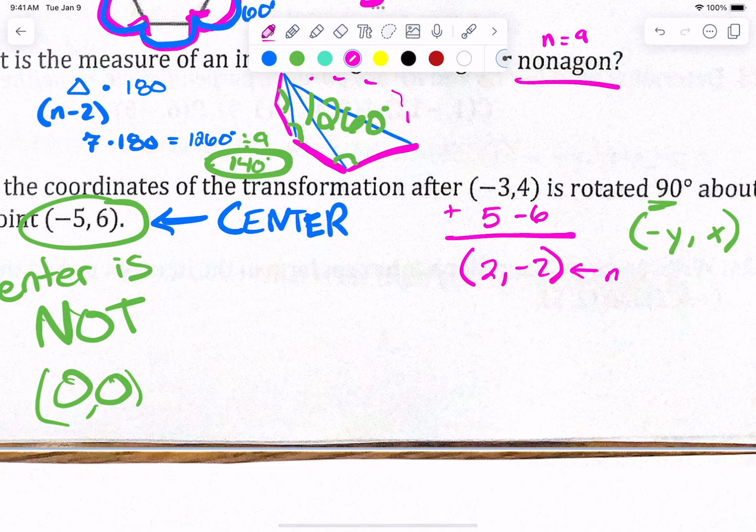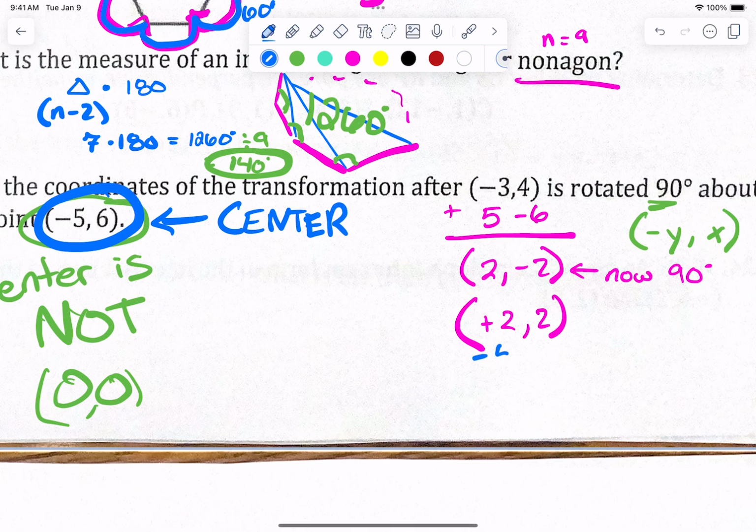Okay, now I rotate 90 degrees. So now I flip it around, and he will become negative 2, 2 if I flip him, but the first coordinate becomes negative. If it's already negative, it becomes positive. So now I'm at 2, 2. And now I go back and put him back at negative 5, 6. So negative 5, 6 makes my new coordinate point negative 3, 8. Is that it? Yes, that's it.